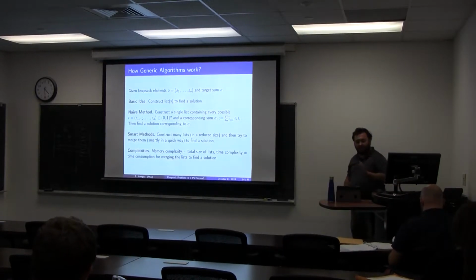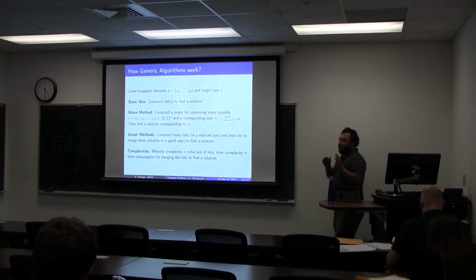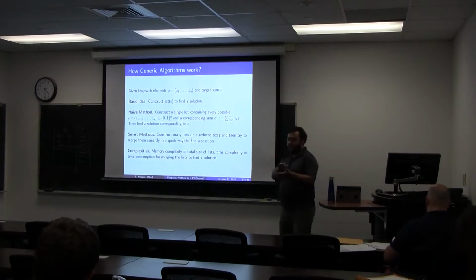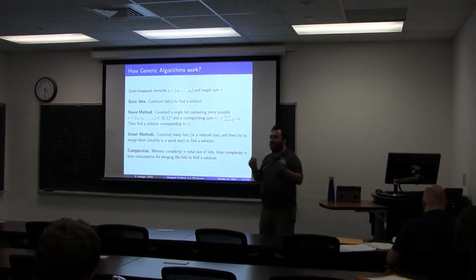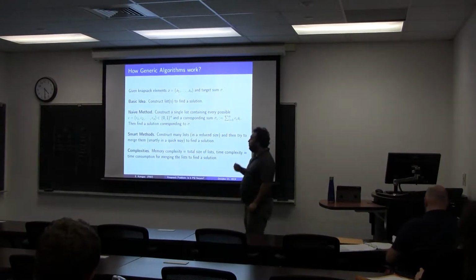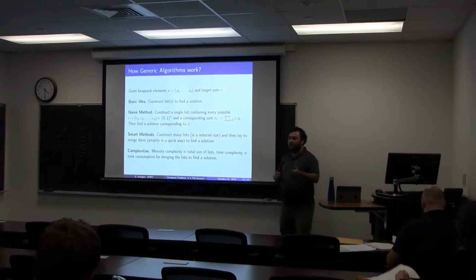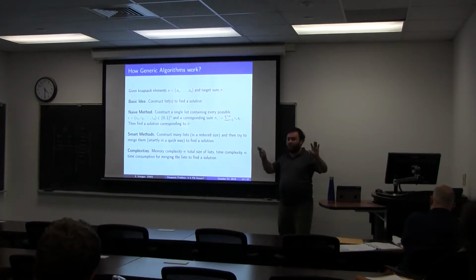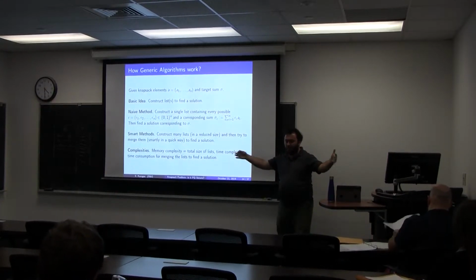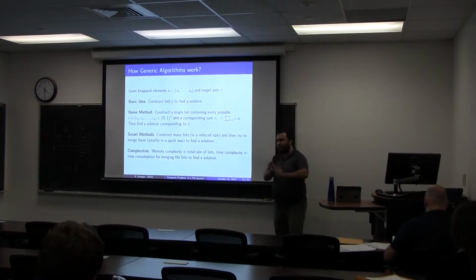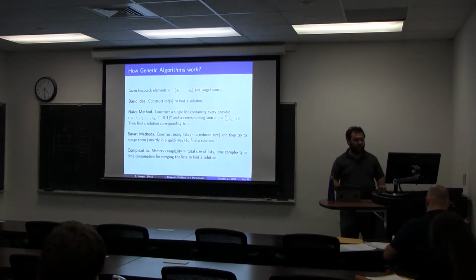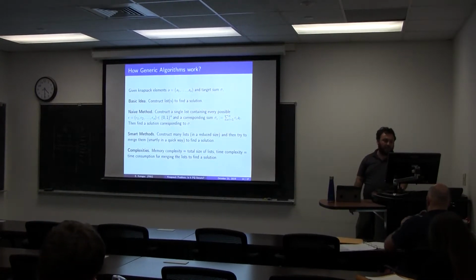So we go through smart methods: construct many lists, reduce the list size, and merge them smartly, very carefully and quickly, to find a solution. Okay, instead of creating one list, we will construct many lists, and then we will merge those lists smartly. Memory complexity here is the total size of the lists. Time complexity is the time consumption for the merge of the lists.